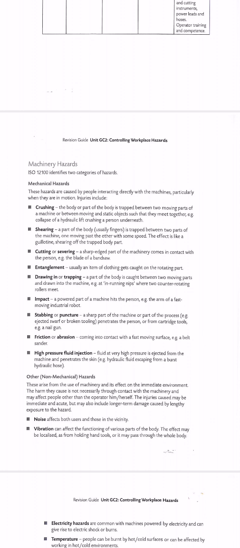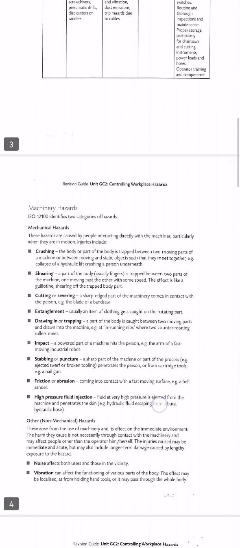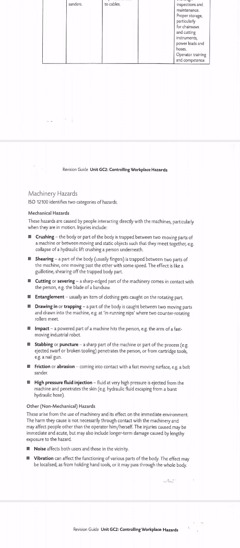Crushing is when the body or a part of the body is trampled between two moving parts of a machine, or between a moving and a stable object, so that they can meet together and collapse, like hydraulic lift crushers, and also a person underneath. So crushing simply means that sometimes a machine can climb on top of another piece of equipment or on someone's foot or legs. You understand? It can crush any items that it meets on the way.